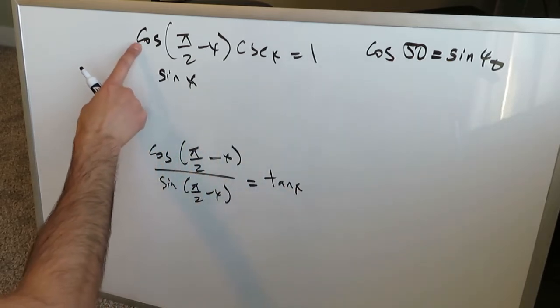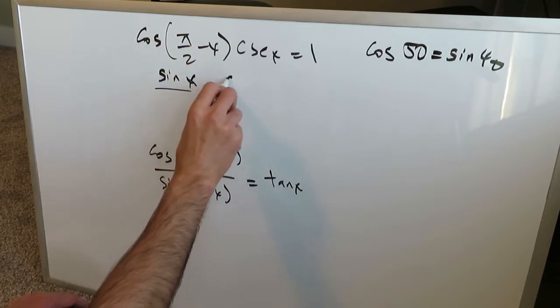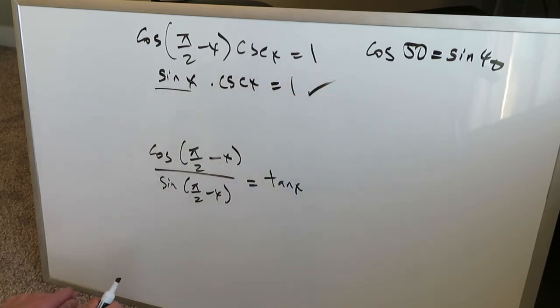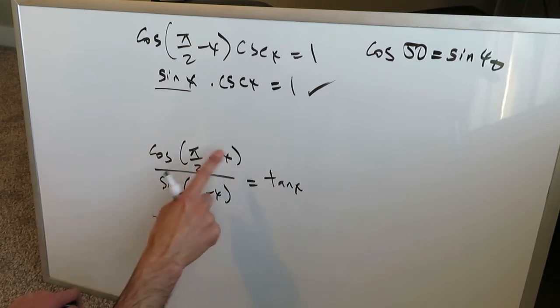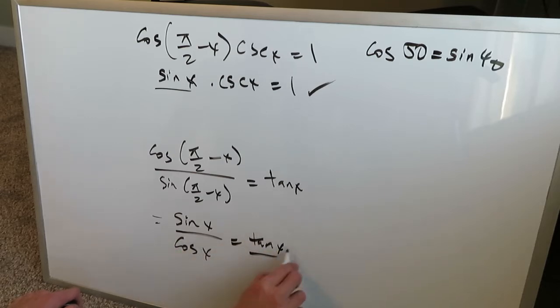So this cosine pi over 2 minus x translates into sine x. When you multiply sine x with its reciprocal, you will of course get a 1. So that top one is done. And the same thing falls over here. The cosine of an angle is equal to sine of its complement, the cofunction identity. The sine of an angle is equal to cosine of its complement, and you know you're going to get a tan x, and you're done over here as well.